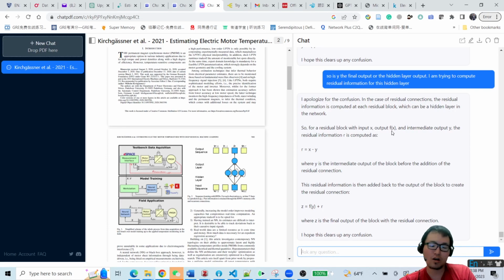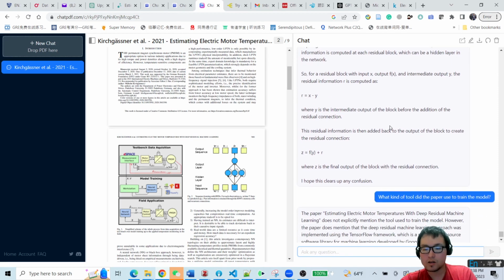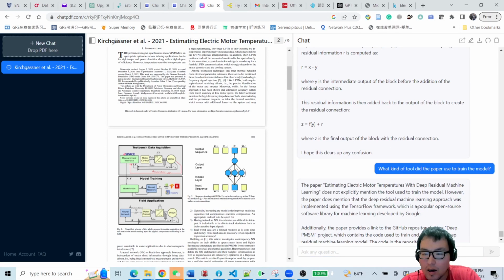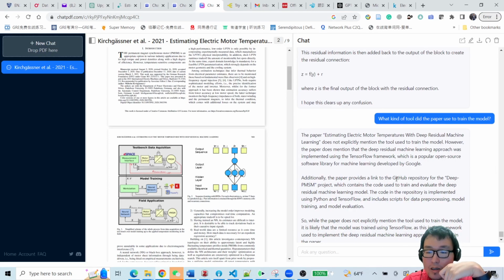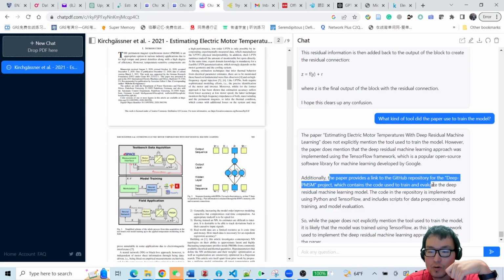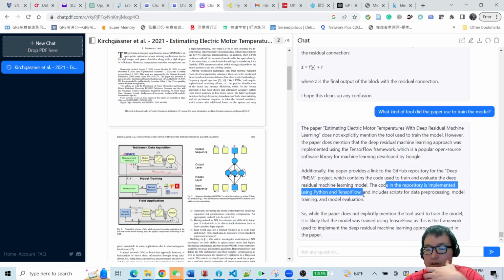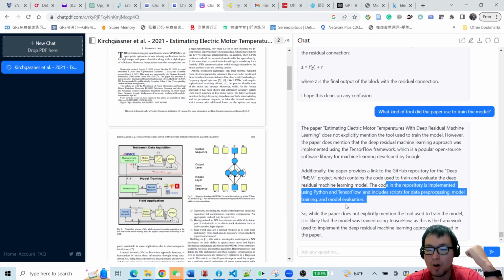There's really a lot of questions you can ask, like what kind of tool did the paper use to train the model? Okay, so it will say that it used TensorFlow, and the paper provided a link to the GitHub repository, which also contains the code to train and evaluate this machine learning model. This code in the repository is implemented in Python and TensorFlow, including some scripts for data pre-processing, model training, and model evaluation.